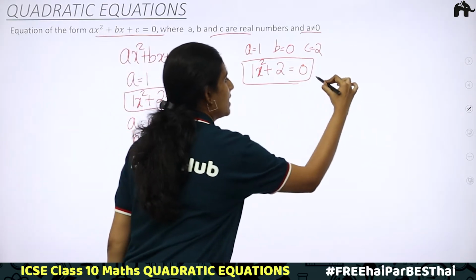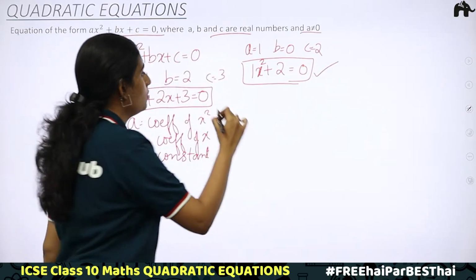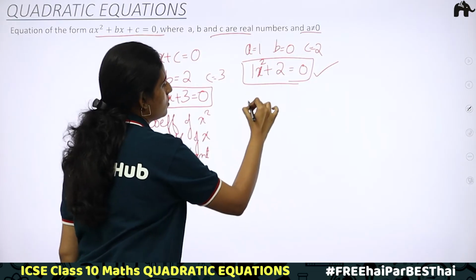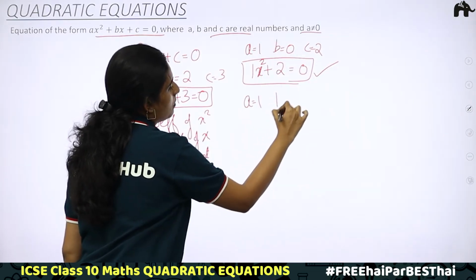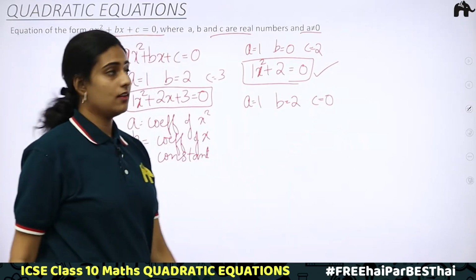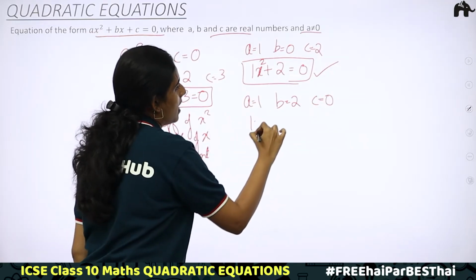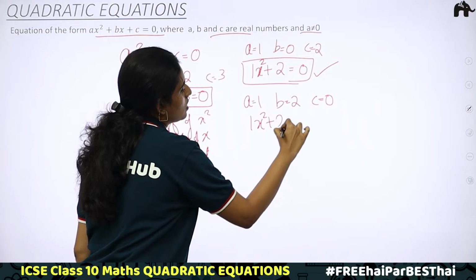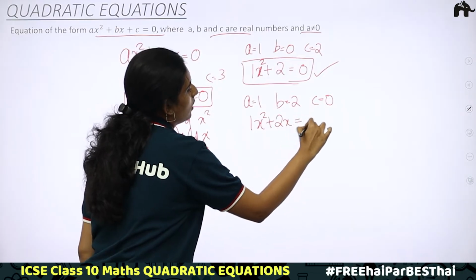This form is also acceptable. Yes. Now what happens if c is equal to 0? a is equal to 1, b is equal to 2 and c is equal to 0. What is the quadratic equation then? 1x square plus 2x is equal to 0.